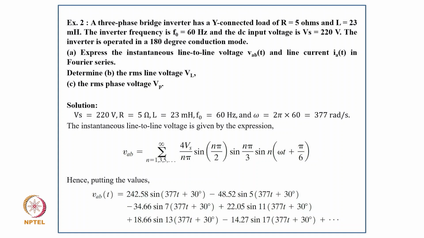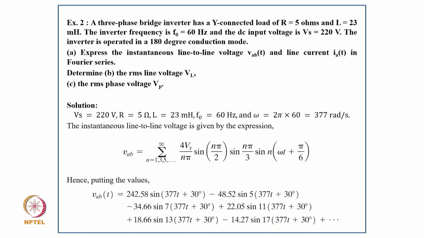The instantaneous line to line voltage is given by the expression VAB equal to the sum over n equal to 1, 3, 5 to infinity of 4 Vs upon n pi times sin(n pi by 2) times sin(n pi by 3) times sin n(omega t plus pi by 6). Hence putting in the values, VAB equal to 242.58 sin(377t plus 30 degree) minus 48.53 sin 5(377t plus 30 degree) minus 34.66 sin 7(377t plus 30) plus 22.07 sin 11(377t plus 30 degree) plus 18.66 sin 13(377t plus 30 degree) minus 14.27 sin 17(377t plus 30 degree) plus so on.